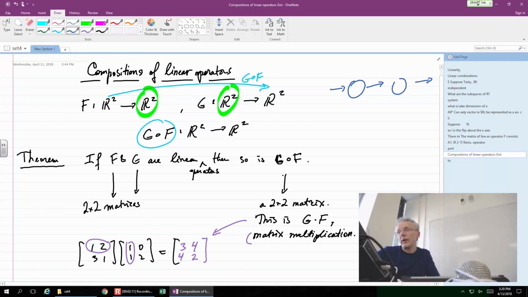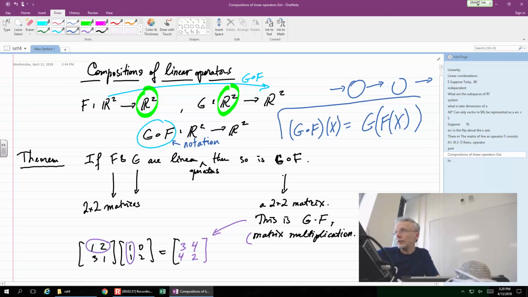In particular, the notation that we use is G circle F for compositions, but in reality, what is it? It is substitution. So look at it. I start with X, then I apply F. This is my output. The first output is here, and then I apply G.